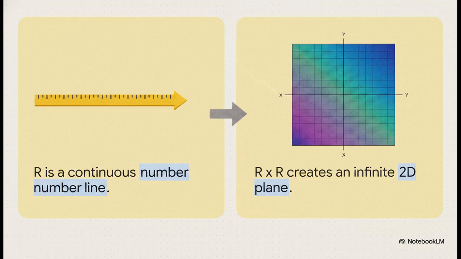Now watch what happens when we unleash our Cartesian product tool on this. If we take that infinite ruler R and multiply it by another infinite set R, we generate every single possible point on a two-dimensional plane. Think of a limitless sheet of ice or an endless tabletop stretching out forever. That massive expanse is mapped perfectly by R times R.